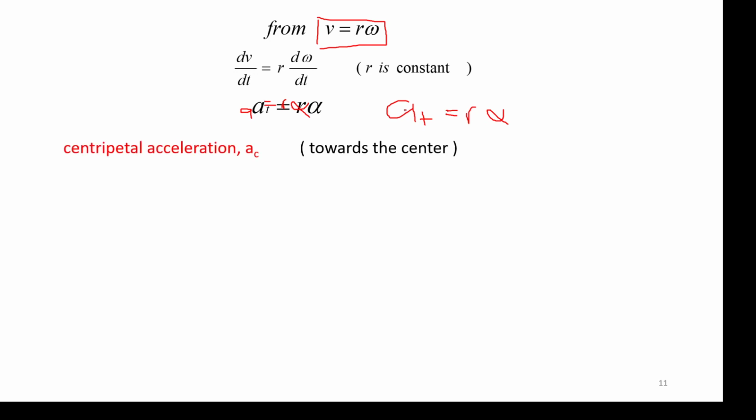So a equals r alpha. If you differentiate this, you have at equals r alpha, which is the tangential acceleration. Then since it's moving in a rotation, which is also a circular motion, you will have centripetal acceleration, which is directed towards the center. You've learned this inside chapter 6.